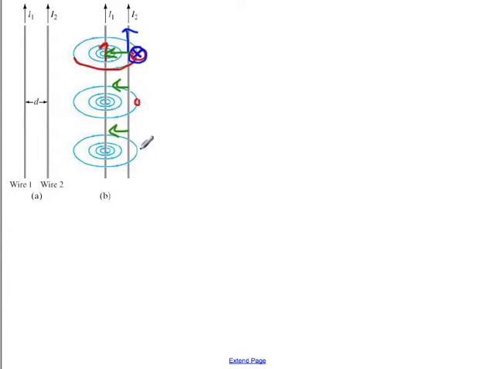So let's imagine curling our right hand around wire 2. If we curl our right hand around wire 2, point our thumb up, then the magnetic field is going to be coming out at us at the location of the wire, right? So this is going to be an out-at-us field.